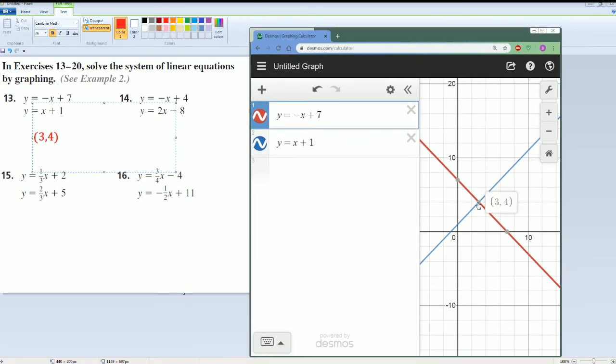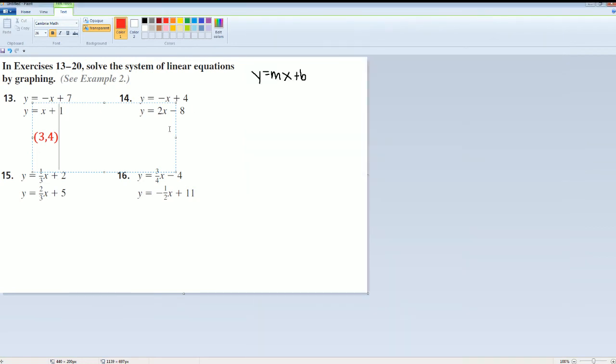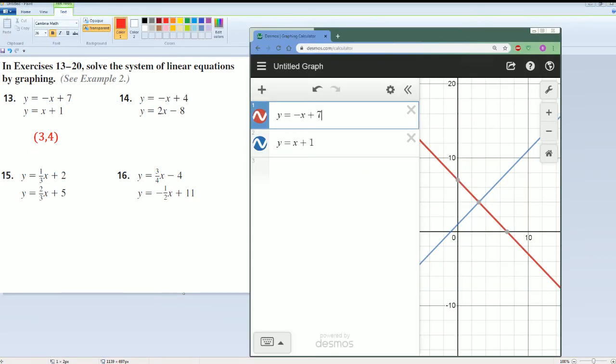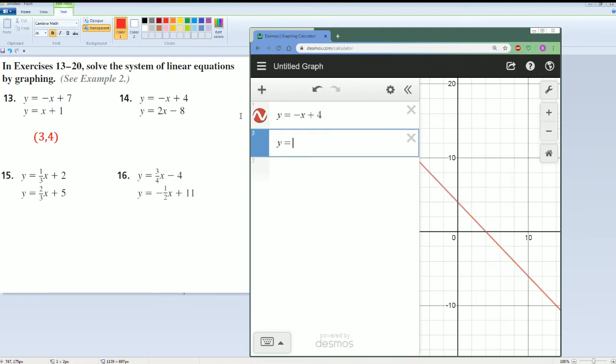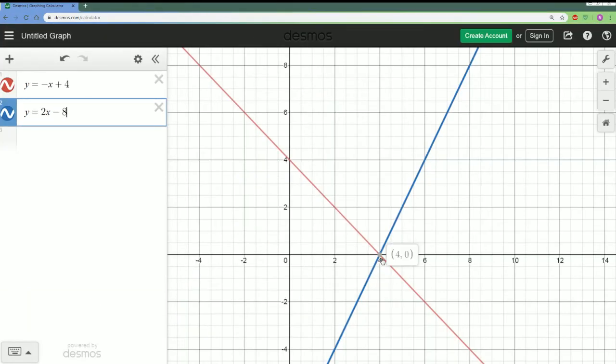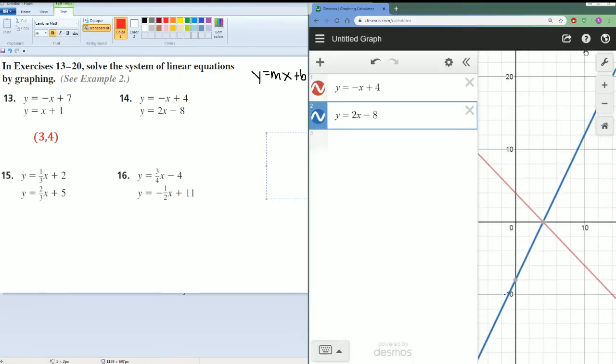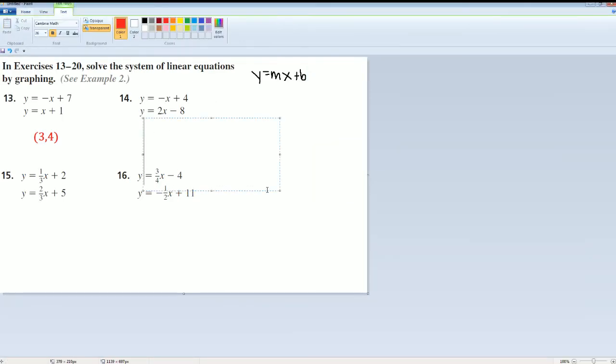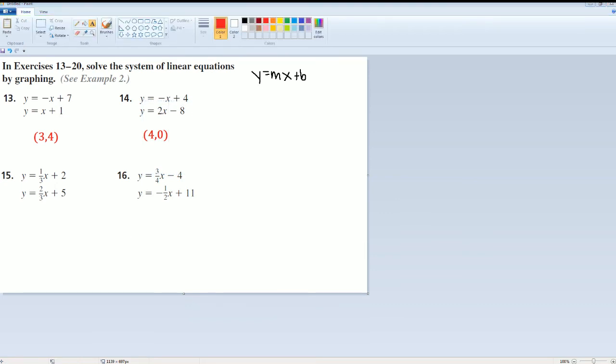All right, so let me do 14 now. First one, y is equal to negative x plus 4. Second one, y is equal to 2x minus 8. Let's find the intersection. 4, comma 0. 4, comma 0 for the solution. So we would be here. 4, comma 0 would be the solution, the intersection, the equilibrium to number 14.